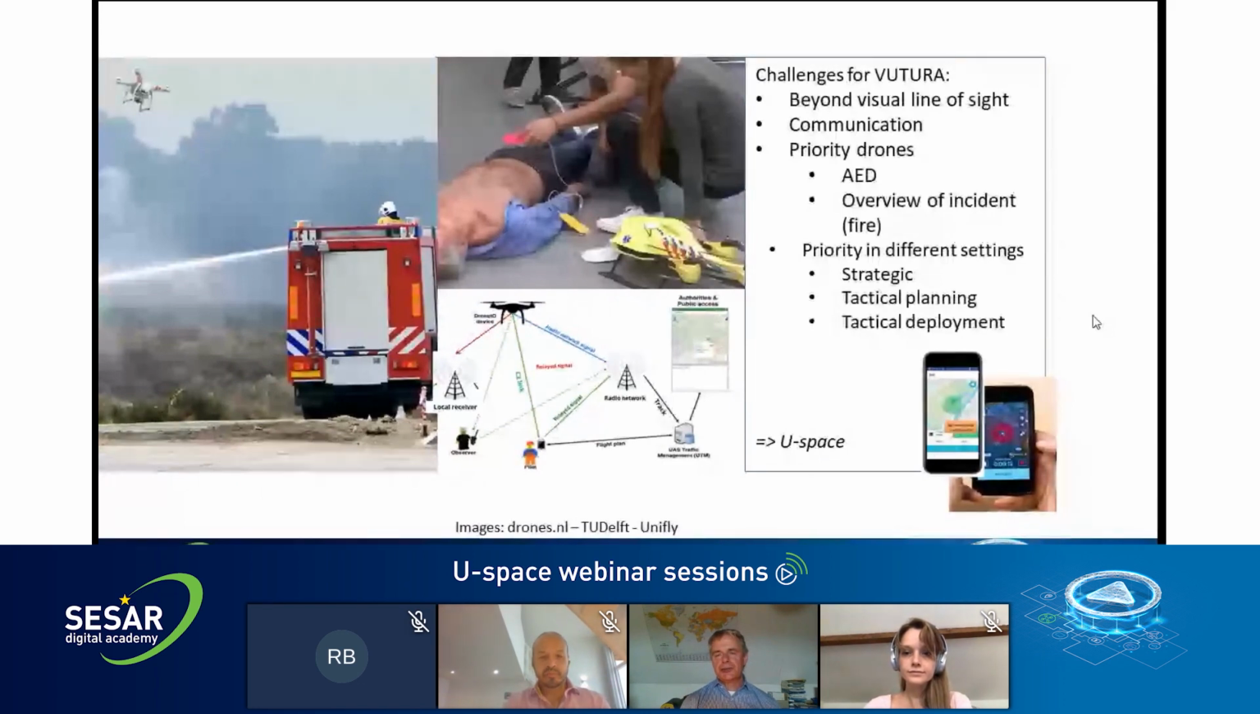Now, for the priority drones, that was one of the main topics that we thought would be interesting to further investigate. We had an automatic defibrillator drone and we had a firefighting drone that was getting an overview of a fire situation. You see them on the pictures here. These are actors, so it's not a real situation, luckily. And we tested different settings.